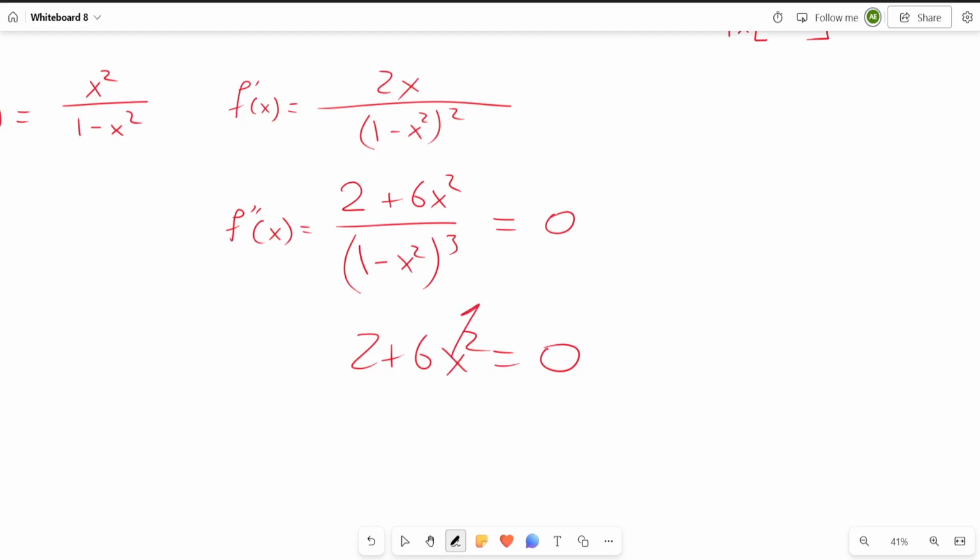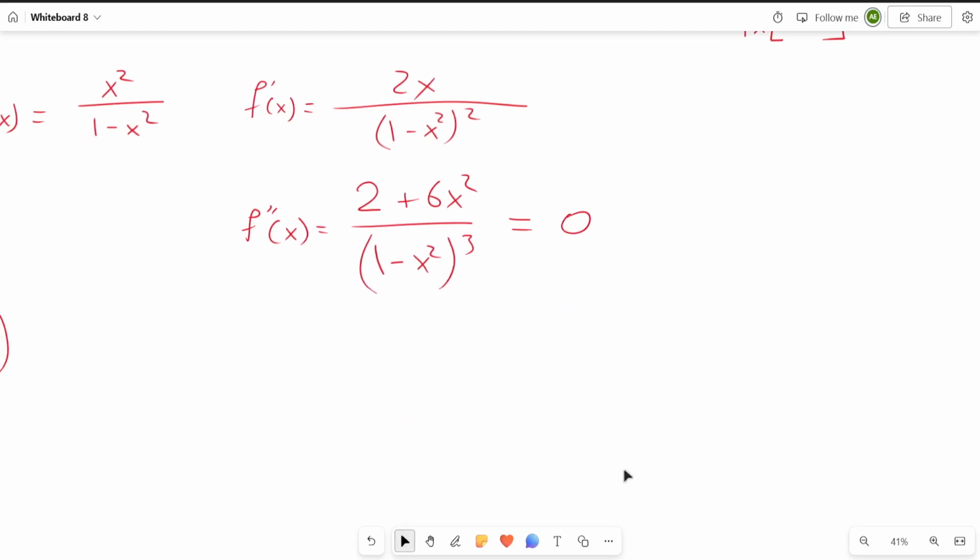This is always positive. It's always going to give me a positive value. If x is 0, then my value is 2. So this will never happen. I will not have any value of x that will make my second derivative 0. So I do not have any inflection points over here.